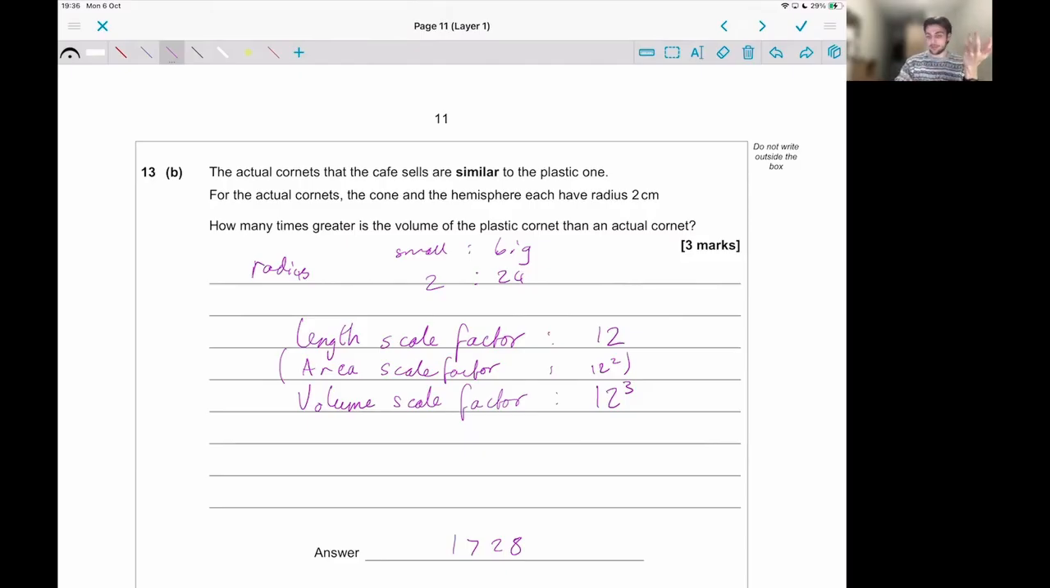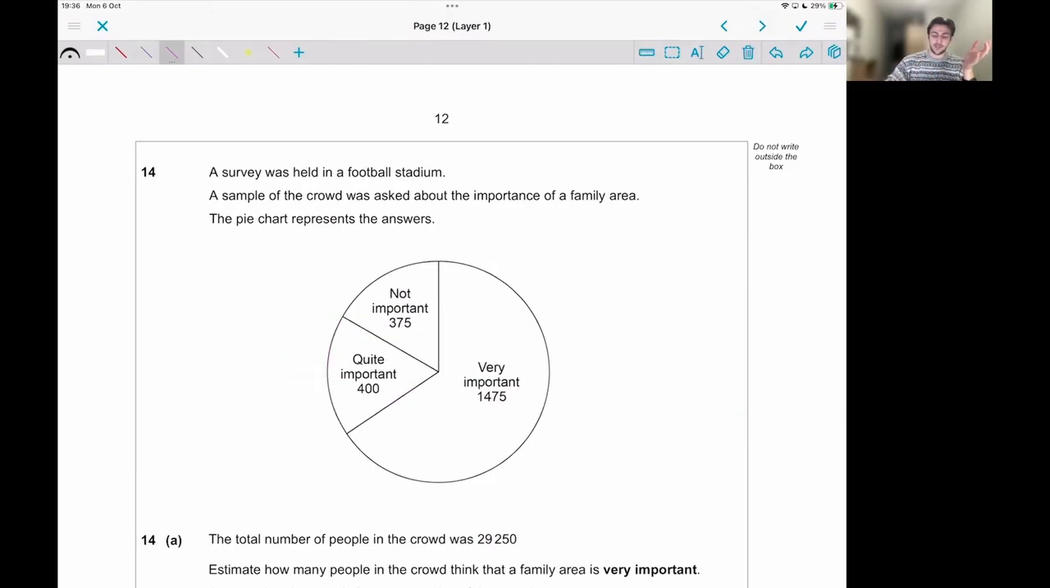So volume scale factor is what happens when you go from a volume to another volume. And it's always the cube of the length scale factor. So it's really handy to know that. It comes up quite a lot.